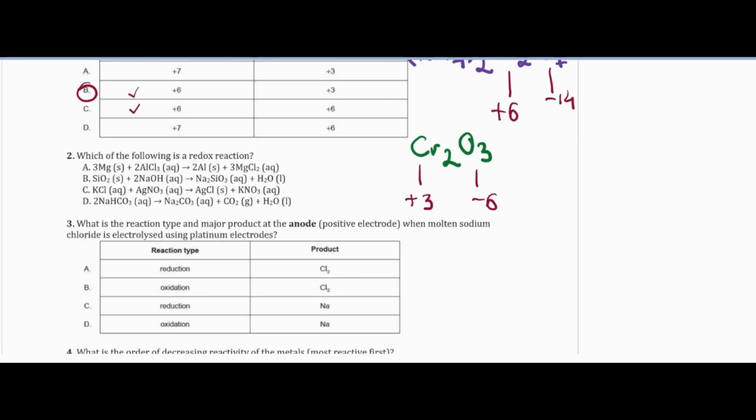Question 2. Which of the following is a redox reaction? Anything that has an element will be a redox reaction. So that will also include diatomic molecules such as H2, Cl2, I2. But in this case, we see that we have this aluminium here. So that points us towards A.